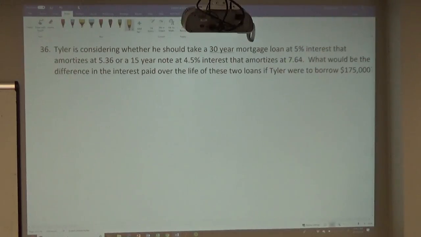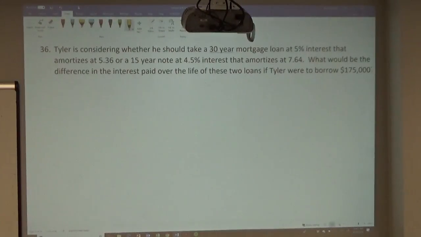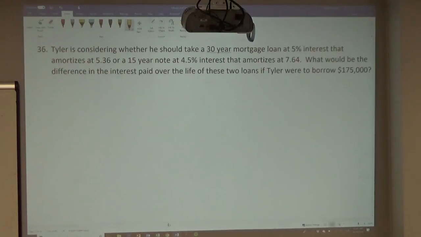Number 36, Tyler is considering whether he should take a 30-year mortgage loan at 5% interest that amortizes at 5.36 or a 15-year note at 4.5% interest that amortizes at 7.64. What would be the difference in interest paid over the life of these 2 loans if Tyler were to borrow $175,000? So it's an interest over the life of the loan question, and it's actually dealing with 2 loans, and they want to know the difference between the interest on those 2 loans.